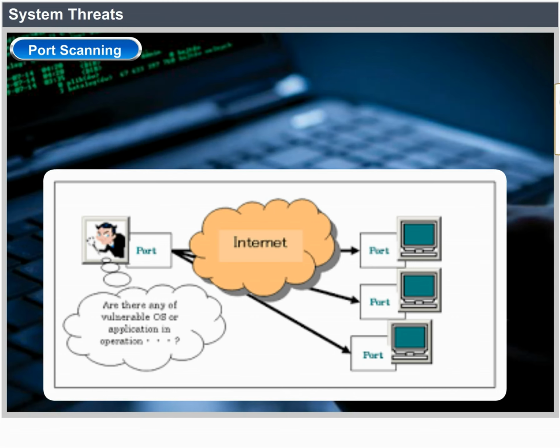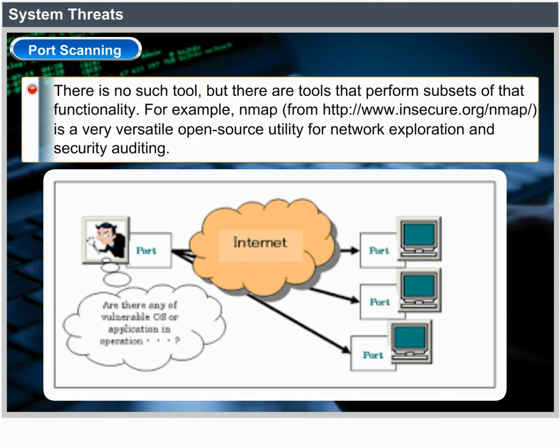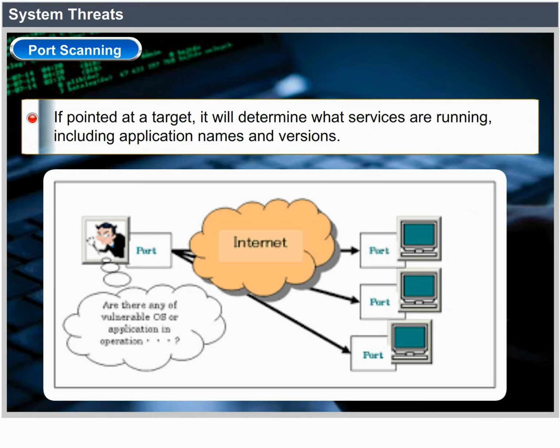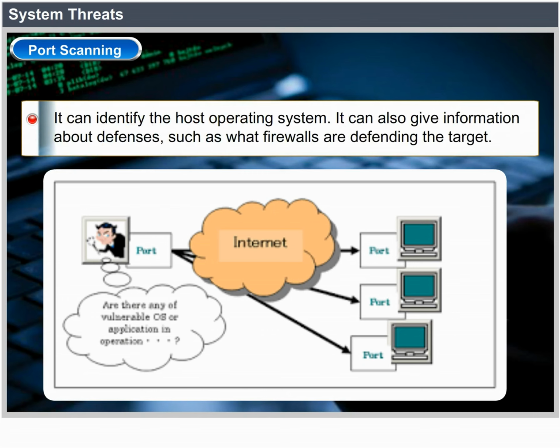For example, Nmap from http://www.insecure.org/nmap/ is a very versatile open source utility for network exploration and security auditing. When pointed at a target, it will determine what services are running, including application names and versions. It can identify the host operating system. It can also provide information about defenses, such as what firewalls are defending the target. It does not exploit any known bugs because port scans are detectable.